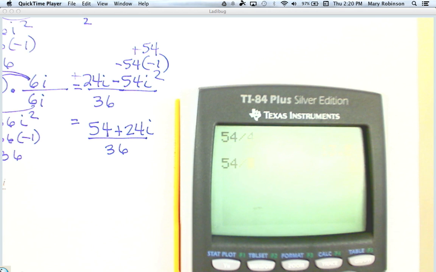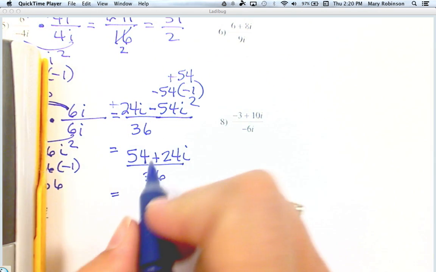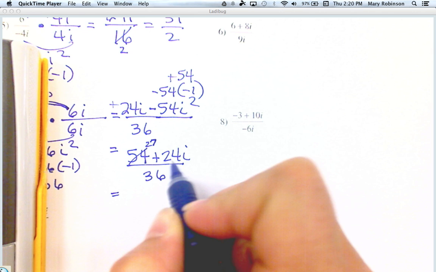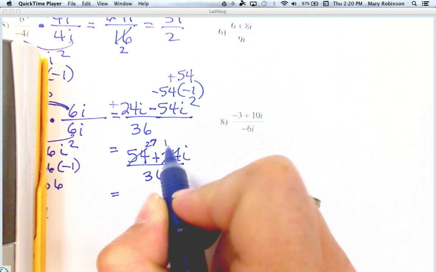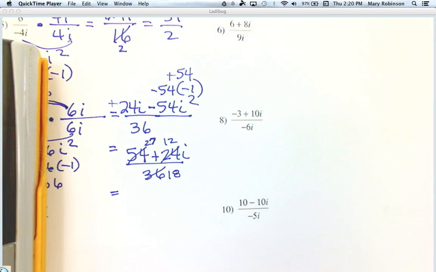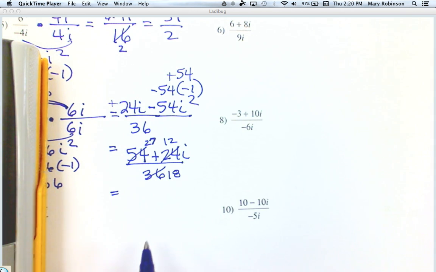So if we were to just divide by 2, let's try that out. If we divide all of these terms by 2, 54 divided by 2 is 27. 24 divided by 2 is 12. 36 divided by 2 is 18. If we can find another factor, we're not quite done reducing.